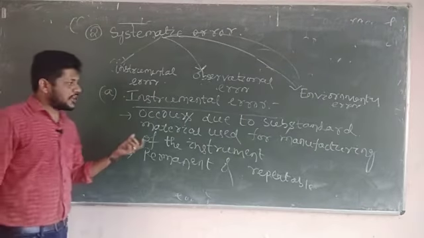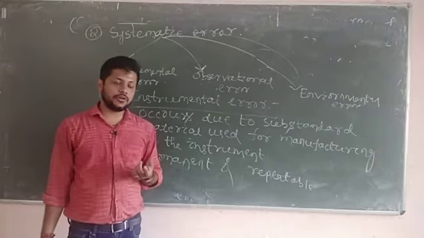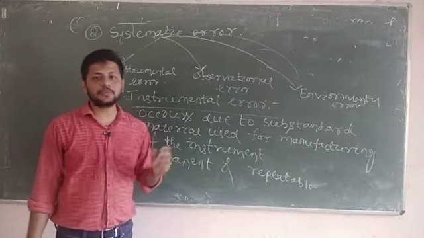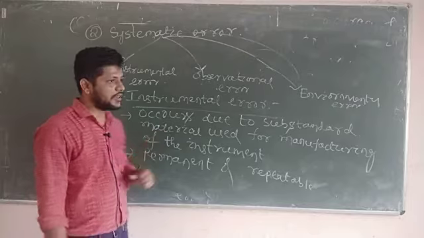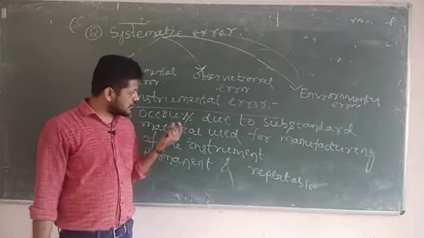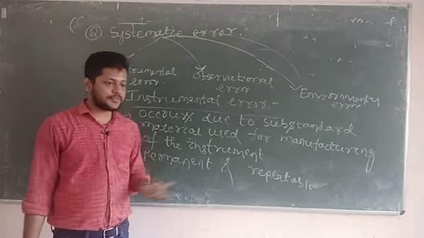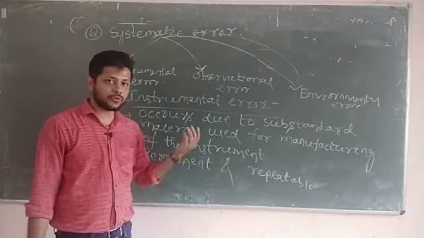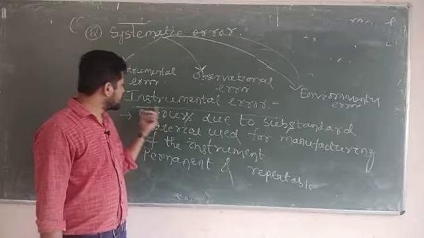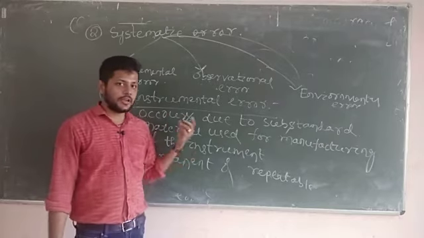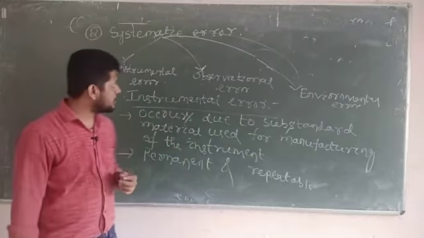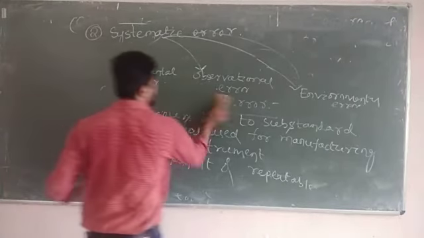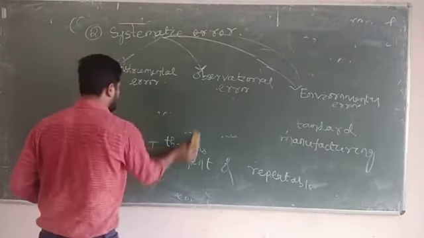So if the manufacturer, suppose, designs an ammeter but uses substandard material for the manufacturing, obviously that instrument gives maximum error or fault due to the material. Hence this type of error falls into the category of instrumental error. Then we will study observational error, the next one in systematic error.